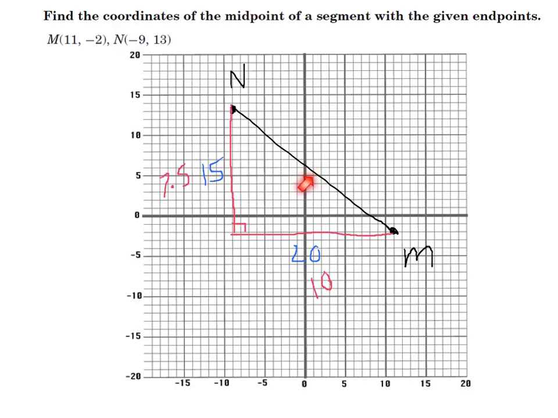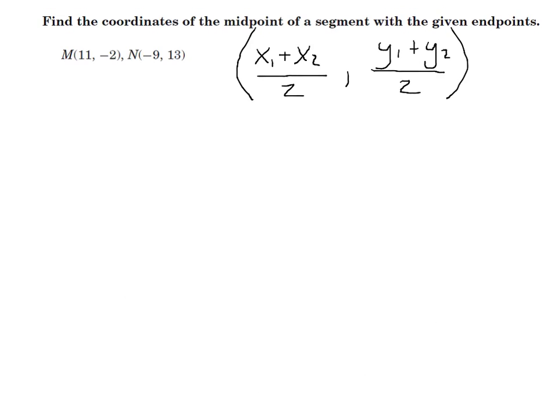So right here is my midpoint at 1, 5.5. And that makes sense. That circle that I put there does seem to be halfway between N and M. Whenever you do these, when you're starting out, you should always graph them just to check to make sure your answer makes sense. You don't always necessarily need to use a graph.